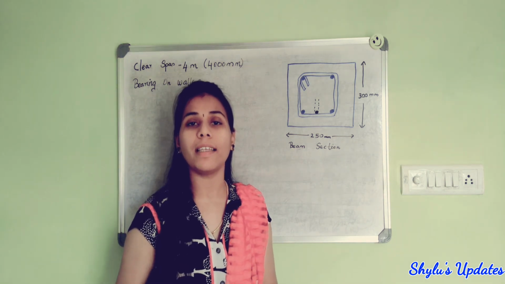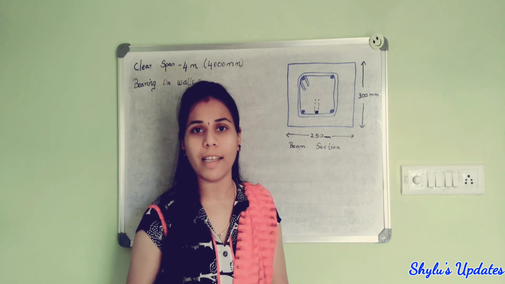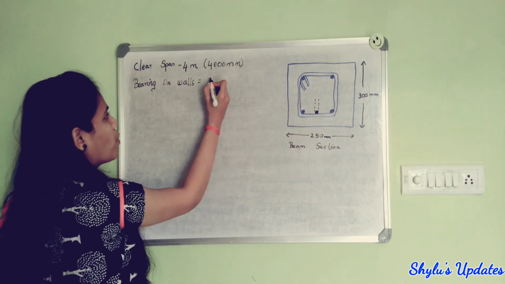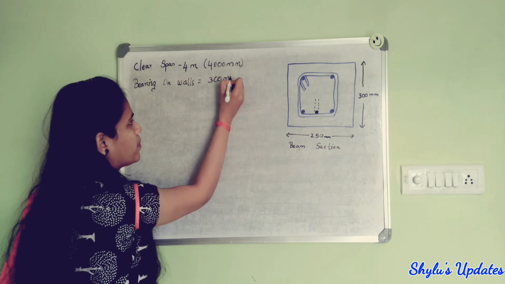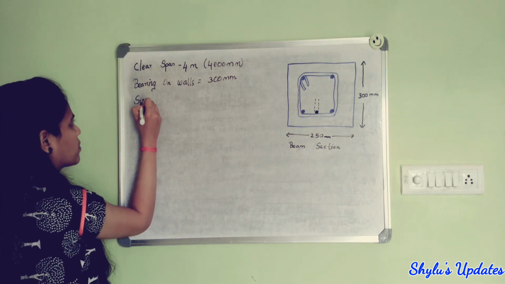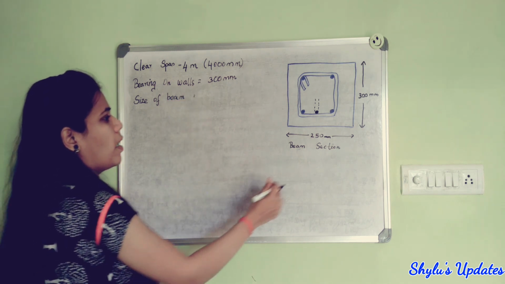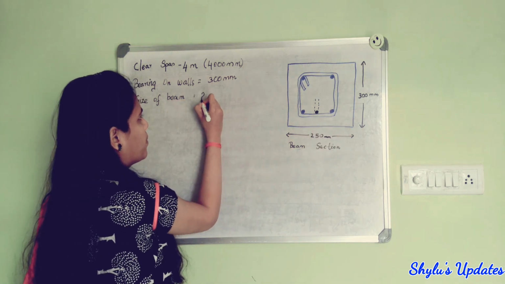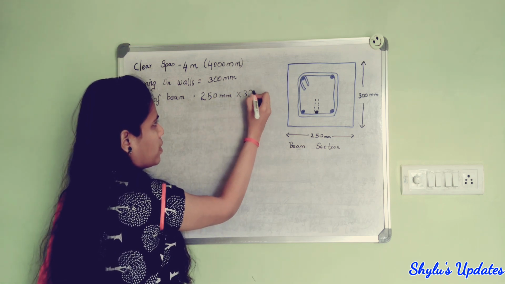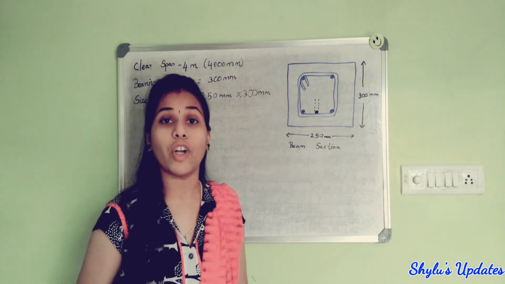Bearing on walls means for how much length the beam is inside the wall. We will easily understand what is meant by bearing on walls in the coming diagram. Today I am going to take it as 300 mm. Already I told you the size of the beam is 250 mm cross 300 mm. So these are the basic details. Now we will see the rod details.